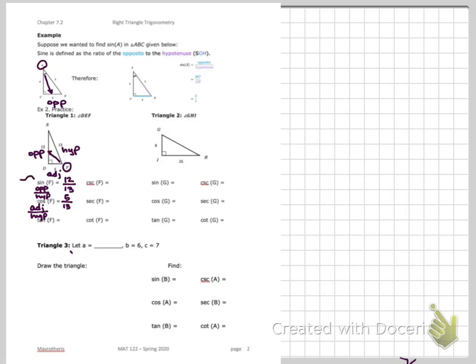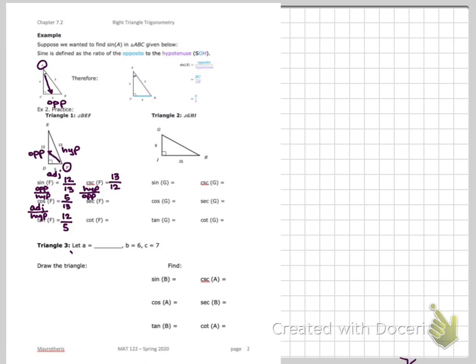Tangent, opposite over adjacent. So we have 12 over 5. And that's it. So the other 3 functions, if you go back to the notes on page 1, are just the reciprocals of the basic trig functions. So cosecant is the reciprocal of sine, so hypotenuse over opposite. And I'm just going to flip this, 13 over 12.